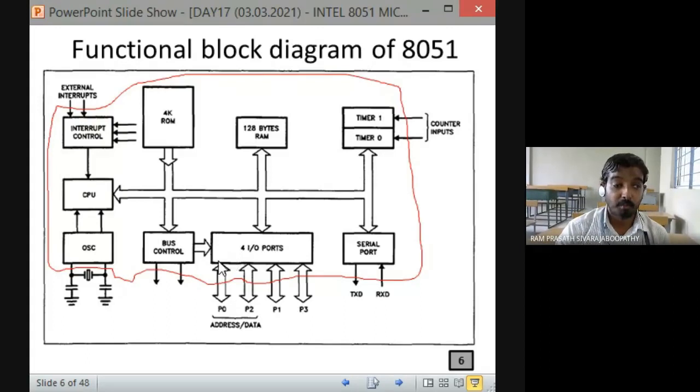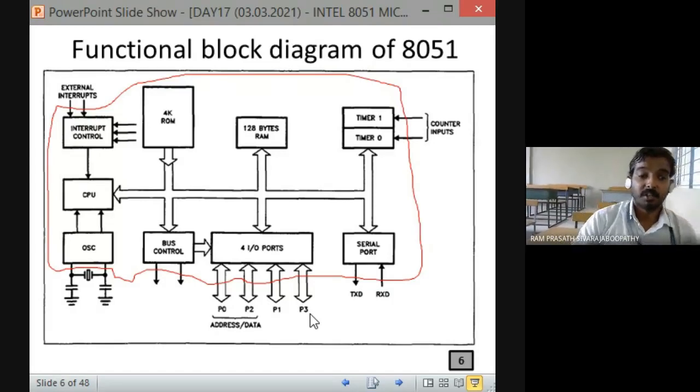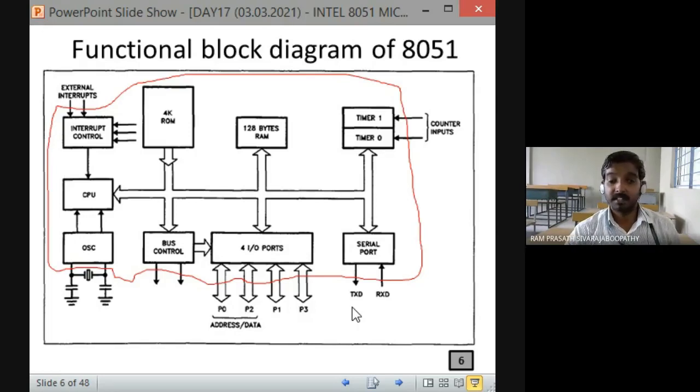See, we are having 4 ports: port 0, port 1, port 2, port 3. 4 input-output ports we are having. Each port has 8 pins. So totally how many pins are there in the ports? Yes, very good. 32 input-output pins. That means you can interface your input-output devices with the help of these 32 pins. Based on your requirement, you can connect any input-output device to any pins. Is it clear to all of you? So these 4 IO ports are also connected to the internal bus.